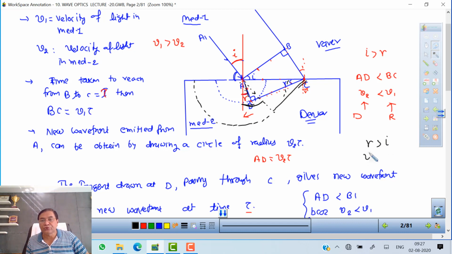Why? Because V2 is greater than V1. So what happens now? So where will the ray go now? Away from the normal. Toward the normal. If it is denser, toward the normal, and if it is rarer, away from the normal. So that is also shown in this figure.